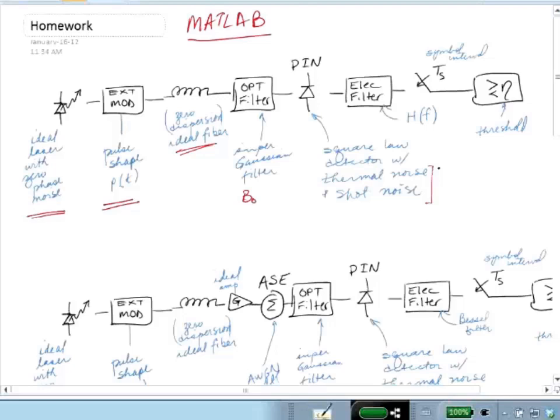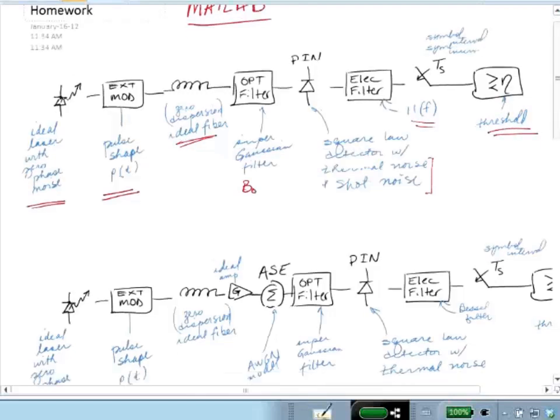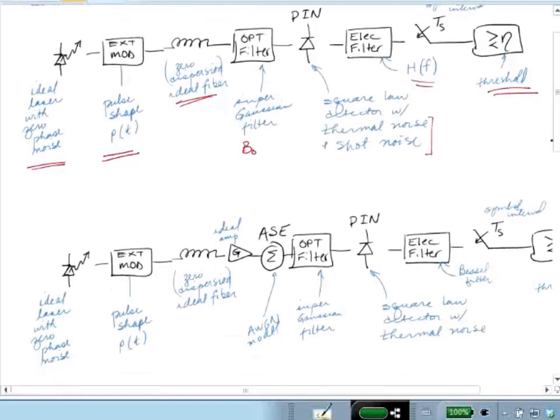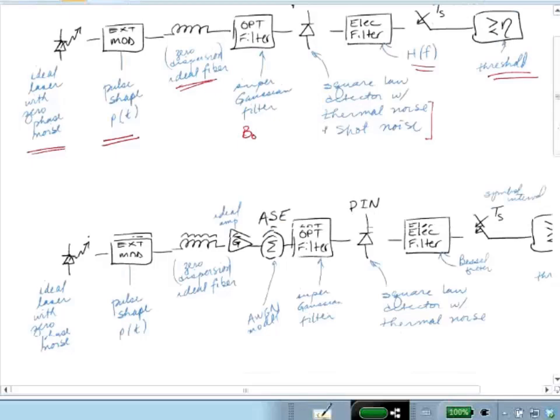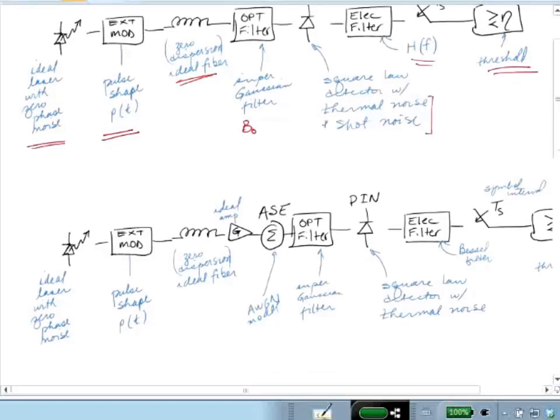The electrical filter will filter this noise, and in the homework we're also going to be playing with different pulse shapes and different filter shapes on the electrical filter. That's one of the things that we'll be varying in the main part of the homework set. Afterwards, we do sampling at the symbol rate and then a threshold detection. As I mentioned, in the MATLAB code you'll be calculating bit error rate with the optimal theoretical threshold and then comparing it with a numerically optimized threshold.